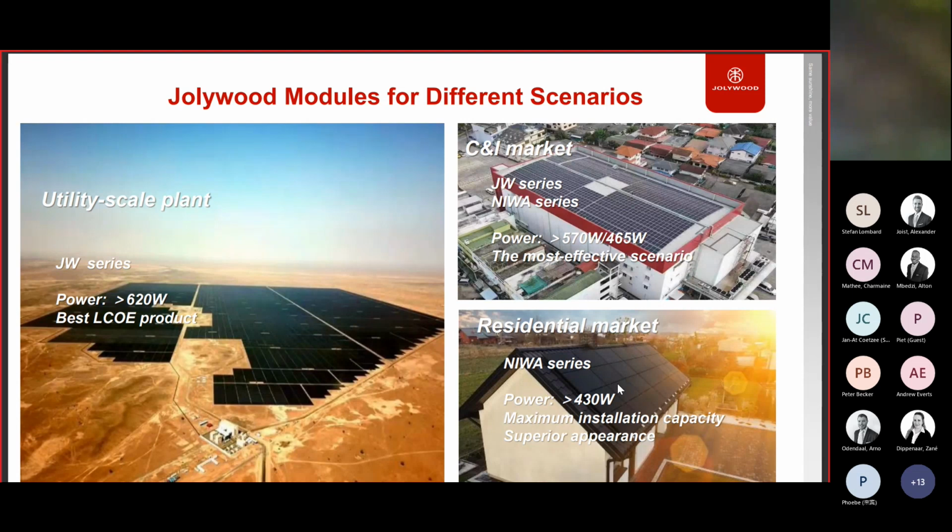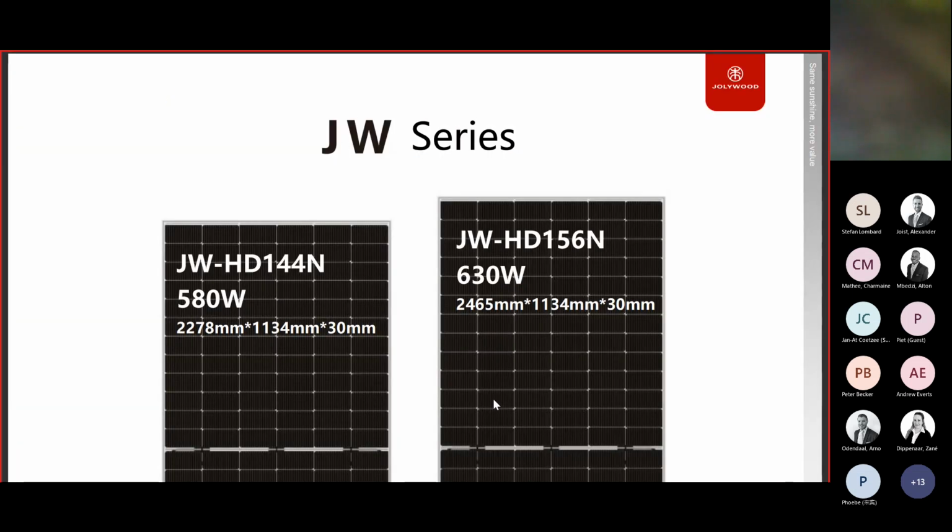And the last is for the residential market. We have our NIWA series. The power is above 430 watt with smaller size, and this can maximize installation capacity. The appearance of these modules can also be white or full black, which is very superior and beautiful.